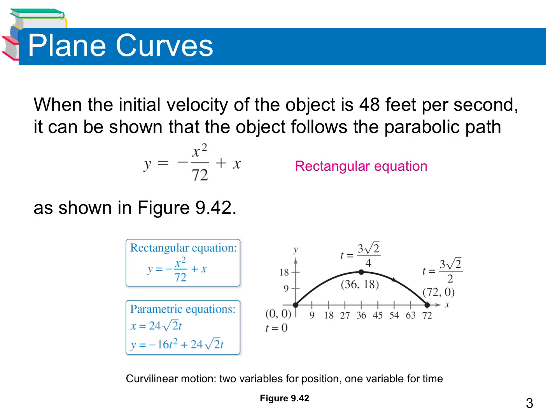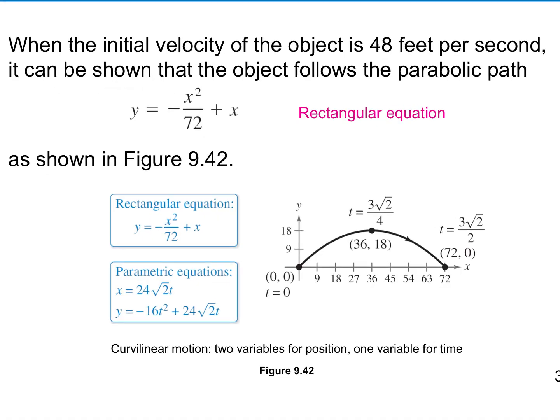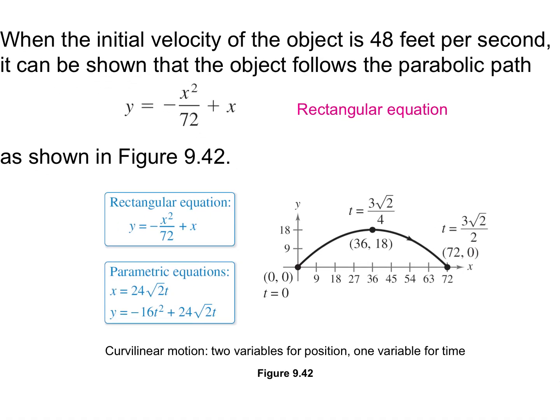So on the next page, we have an example. It gives us the rectangular equation. This is what we're used to. This is just our x and y in the equation. But we're going to talk about parametric equations. So we're going to have two equations. We'll have an x equals and a y equals, and then we'll have t in our equations. So our graph will be with respect to time.